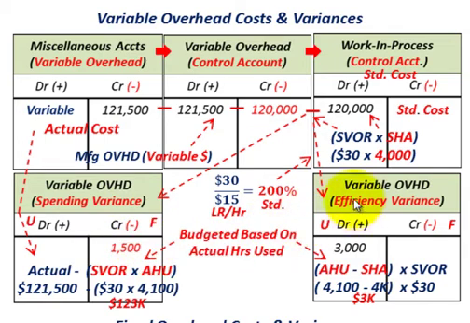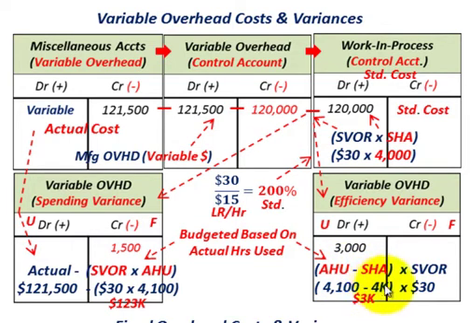And then moving over to our efficiency variance for variable overhead, you take the actual hours used minus the standard hours allowed, whatever the difference is, times your standard variable overhead rate on a per hourly basis. So again, we had 4,100 actual hours used.